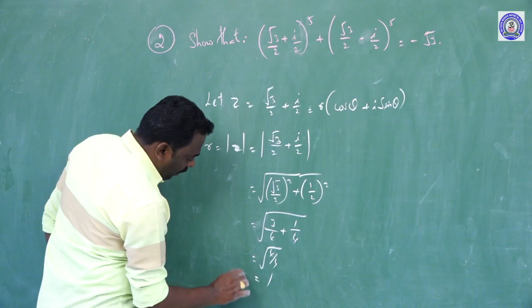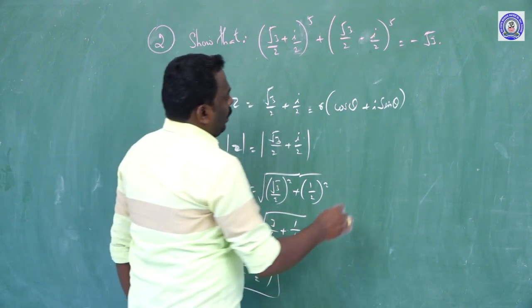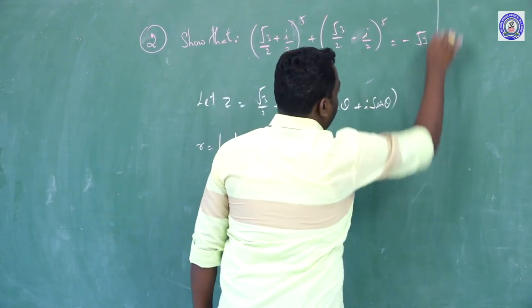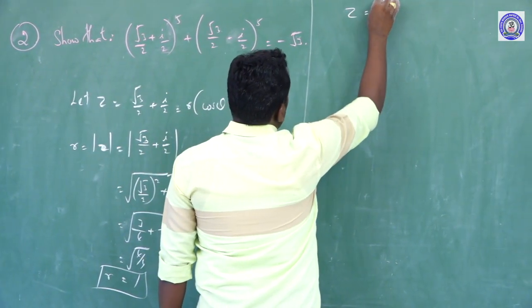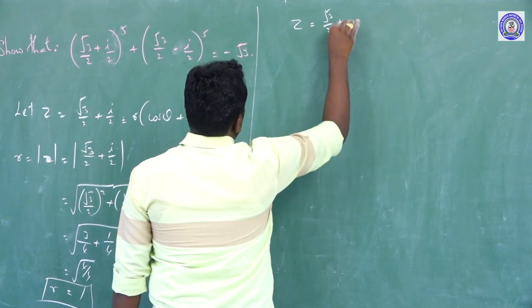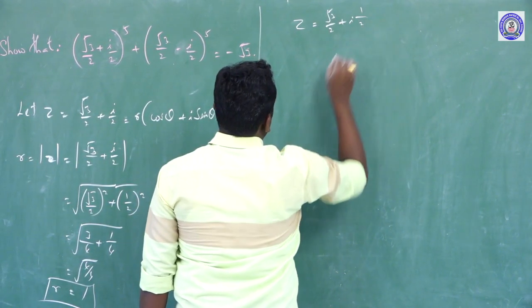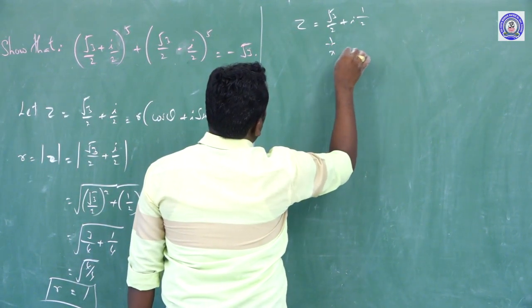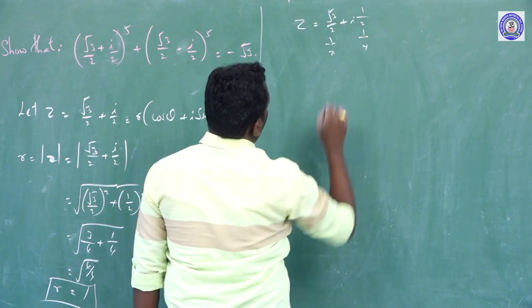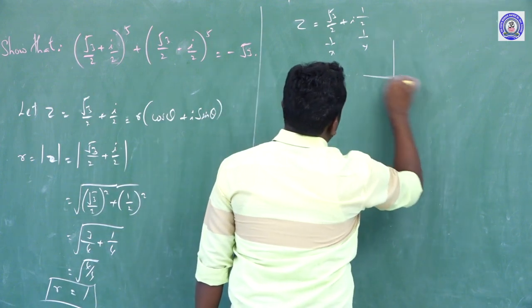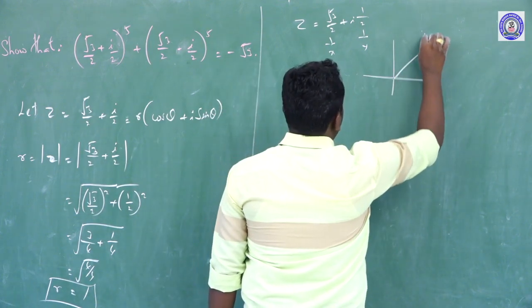Therefore, the r value is equal to 1. Now find the argument theta. Again z is equal to root 3 by 2 plus i into 1 by 2. Here x is equal to root 3 by 2 and y is equal to 1 by 2. Therefore x and y are both positive, so the point P lies in the first quadrant.